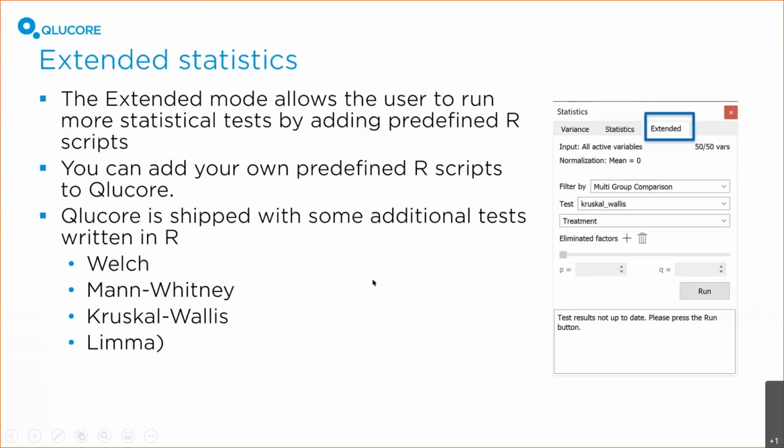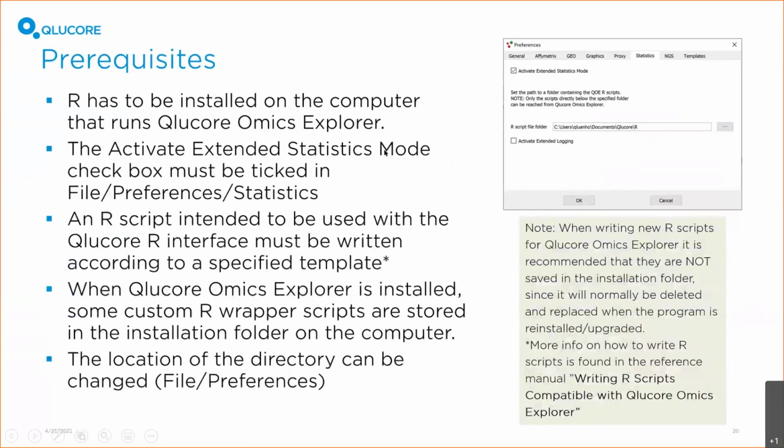The prerequisites for this is that R has to be installed on the computer where you run the Qlucore software, and you must activate the extended statistics mode. I will show you how to do that. And if you write your own R scripts, you must do it according to a specified template, which is described in our reference manual.